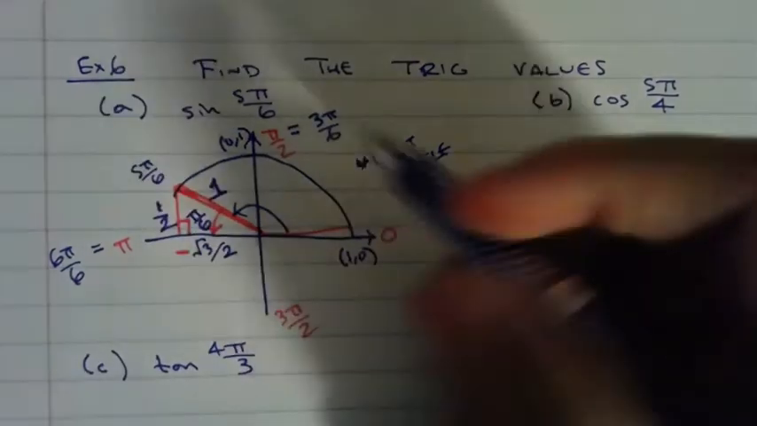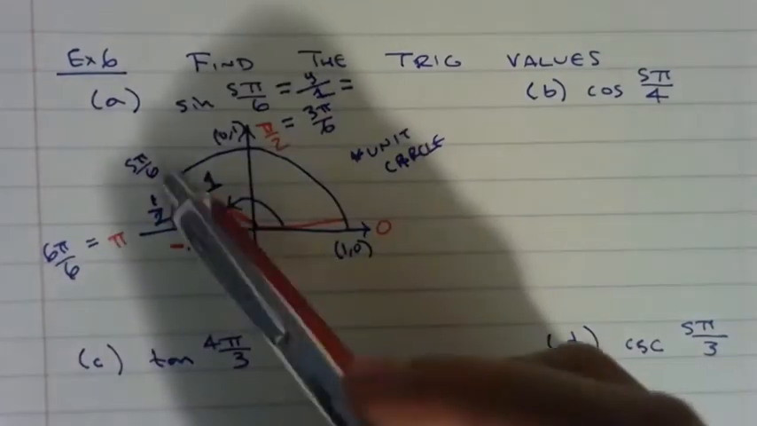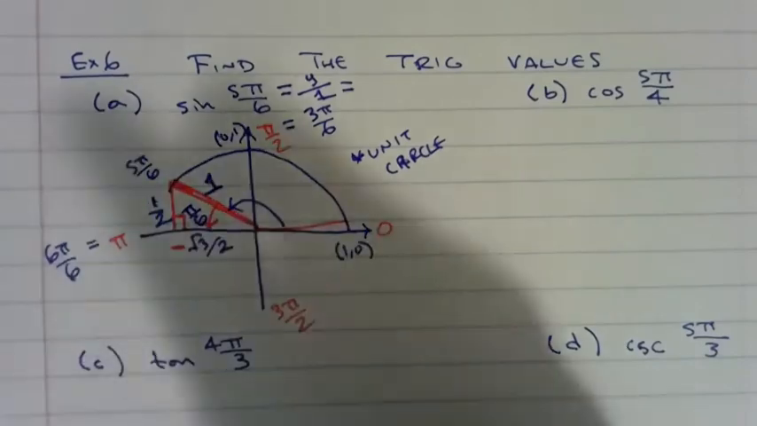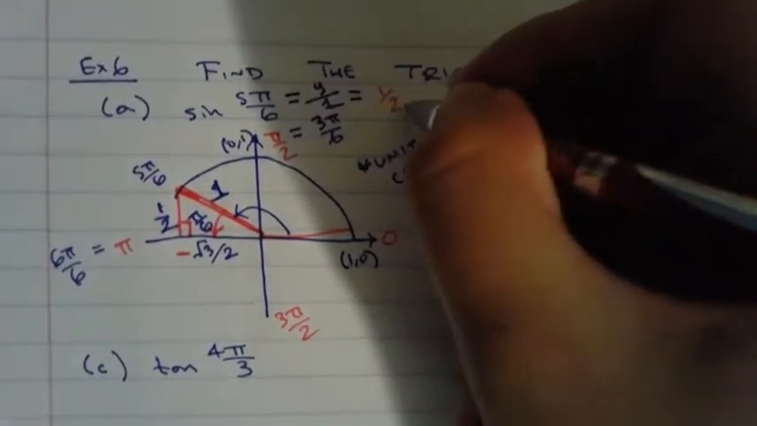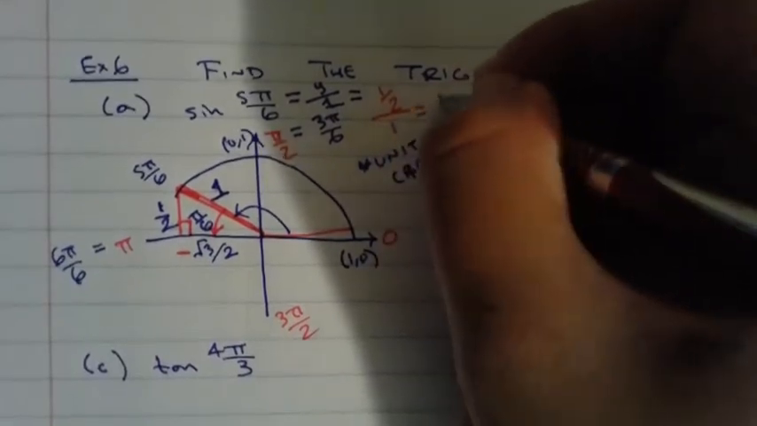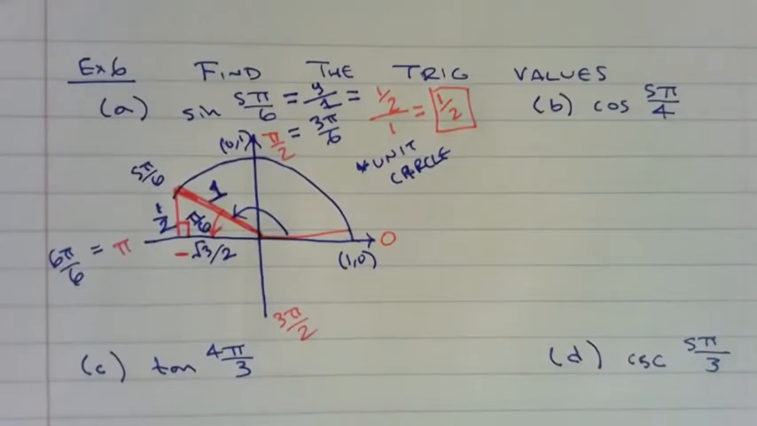And then now we get to find our sine. So sine of 5 pi over 6, we know that that's the same thing as y all over 1. What's y over 1? That gives you y over 1 is the opposite side all over the hypotenuse. So therefore your answer is 1/2 all over 1, which ends up being 1/2. And that's your answer to that trig value.